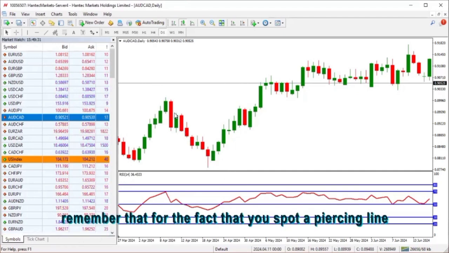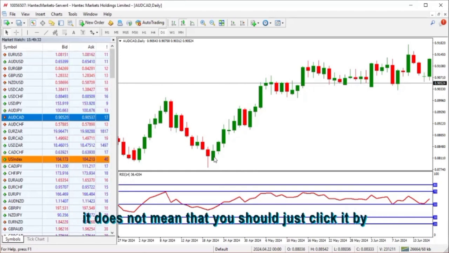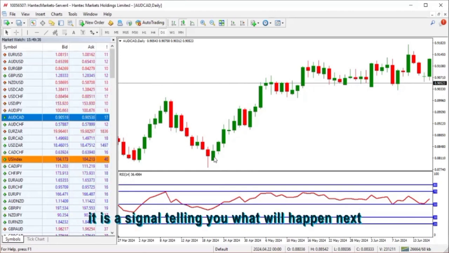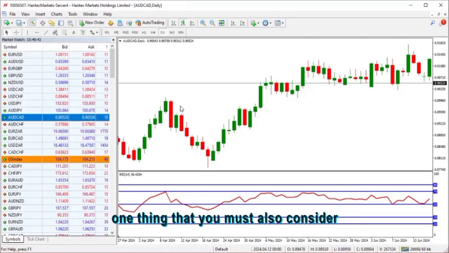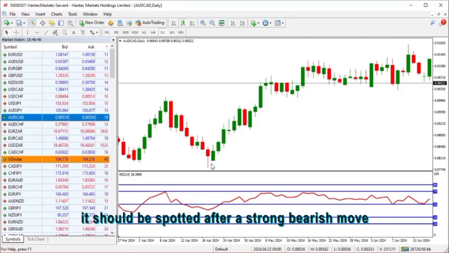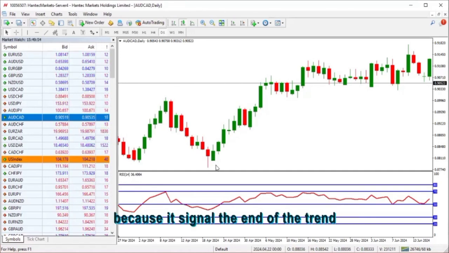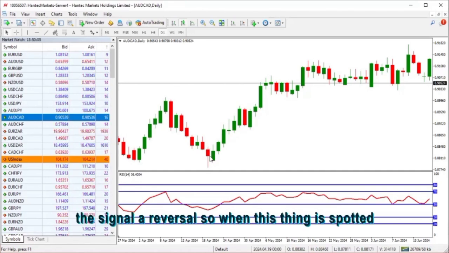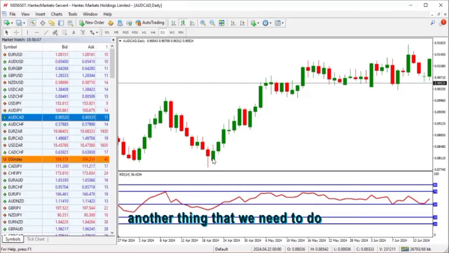Remember that just because you spot a piercing line, it does not mean that you should just click buy. It is a signal telling you what will happen next. One thing that you must also consider is that this pattern must not be spotted in a ranging market. It should be spotted after a strong bearish move, because it signals the end of the trend. It signals a reversal.